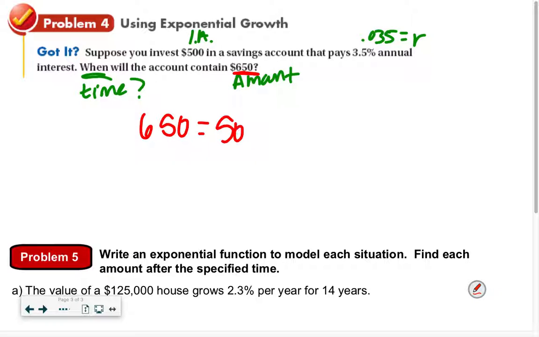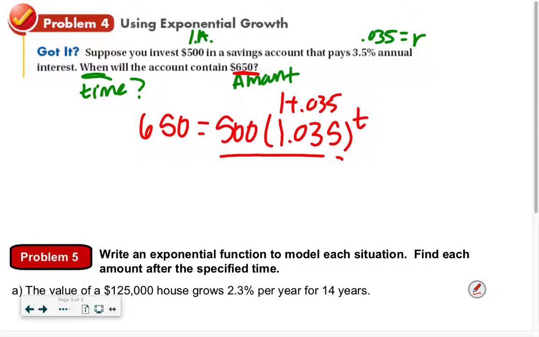Initial, same spot. Can I put this? Is that okay instead of the add? Okay. It's the same as 1 plus 0.035. And then I don't know how long, so to the t power. Okay, so that's our function. How can I start getting t by itself? Divide by 500. What is 650 divided by 500?